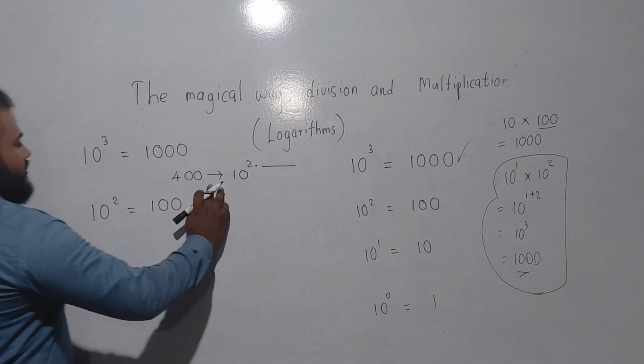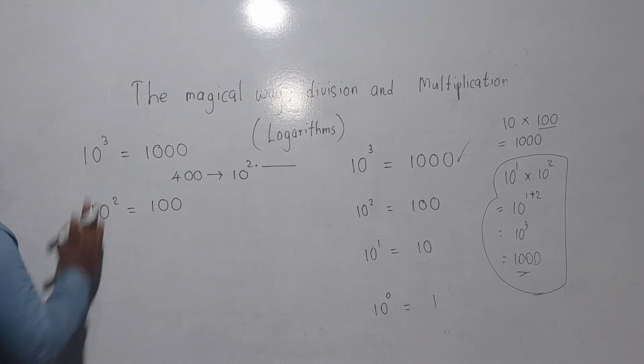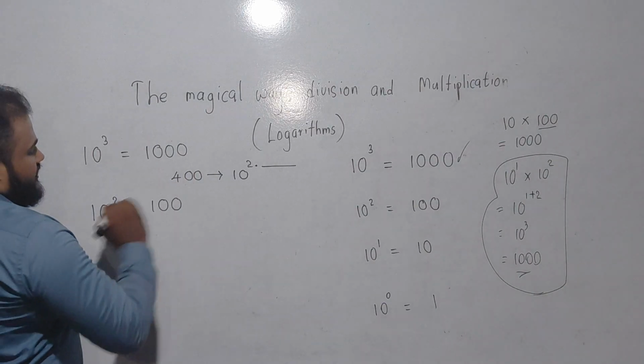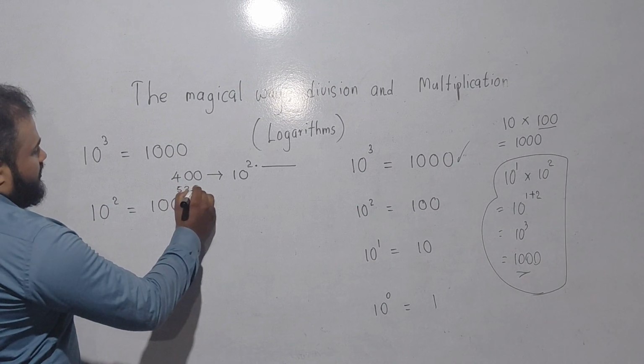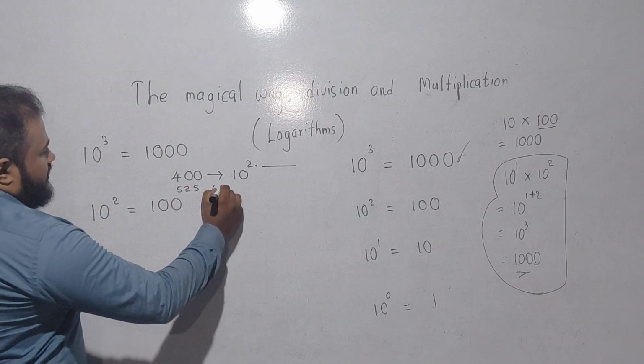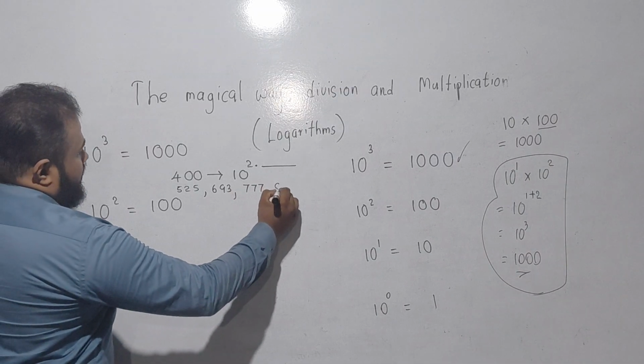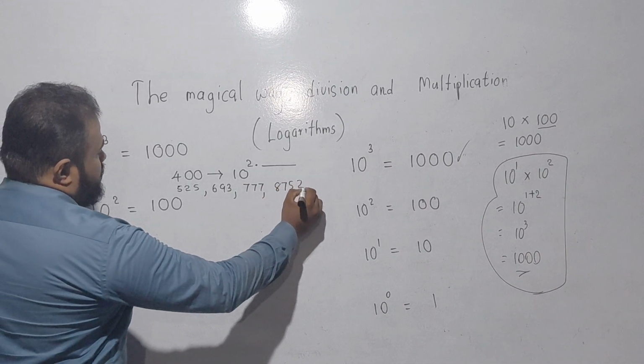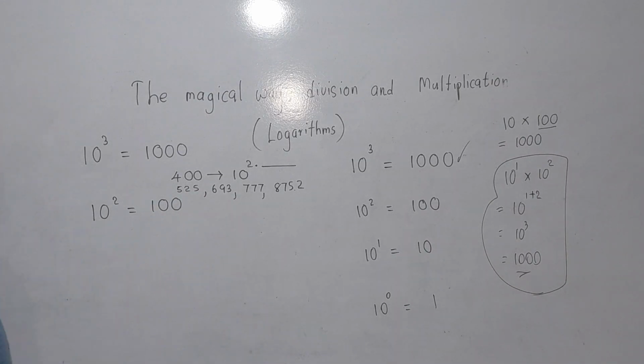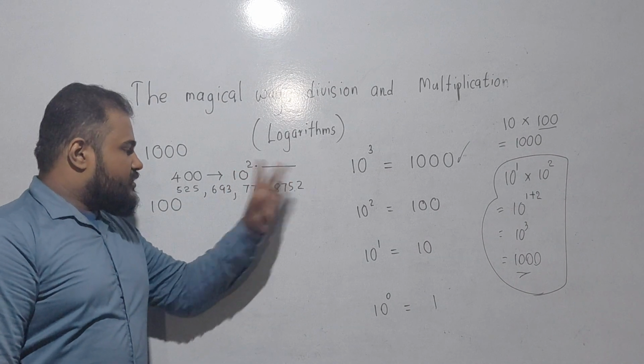Not only 400, any number between 100 and 1000. What are the examples? 525, 693, 777, 875.2. Any value between 100 and 1000 must be 10 to the power 2 point something.